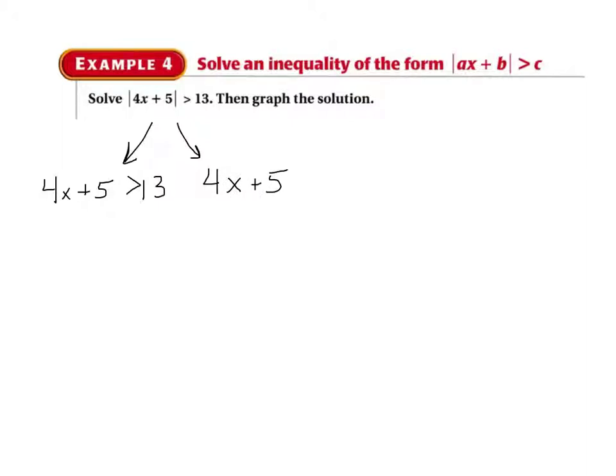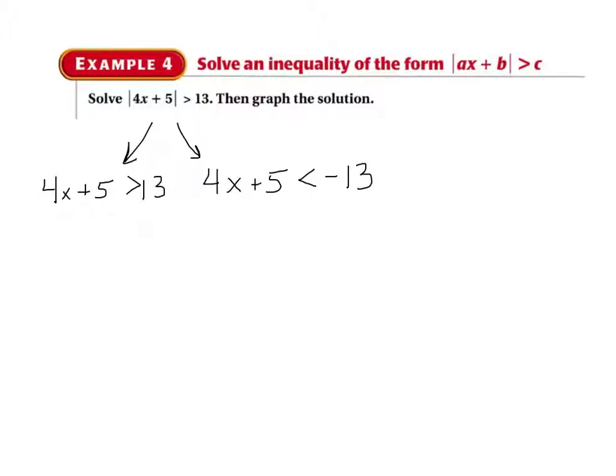You're going to flip your inequality symbol, and you're going to reverse the sign of that constant on the other side. Because if the absolute value of this is bigger than 13, then the insides of it are either bigger than 13 or they're less than negative 13. In which case, you'd take the absolute value of that and you'd still get that it's bigger than 13.